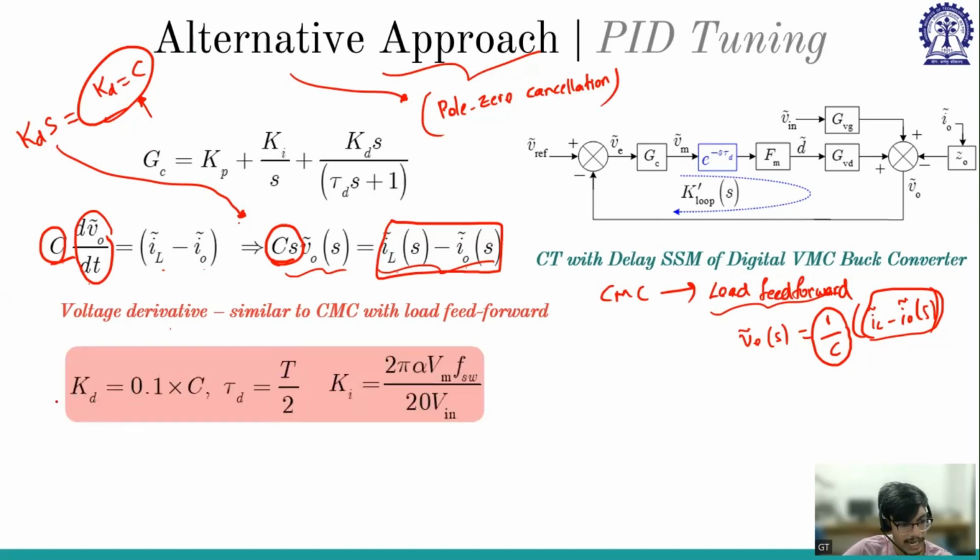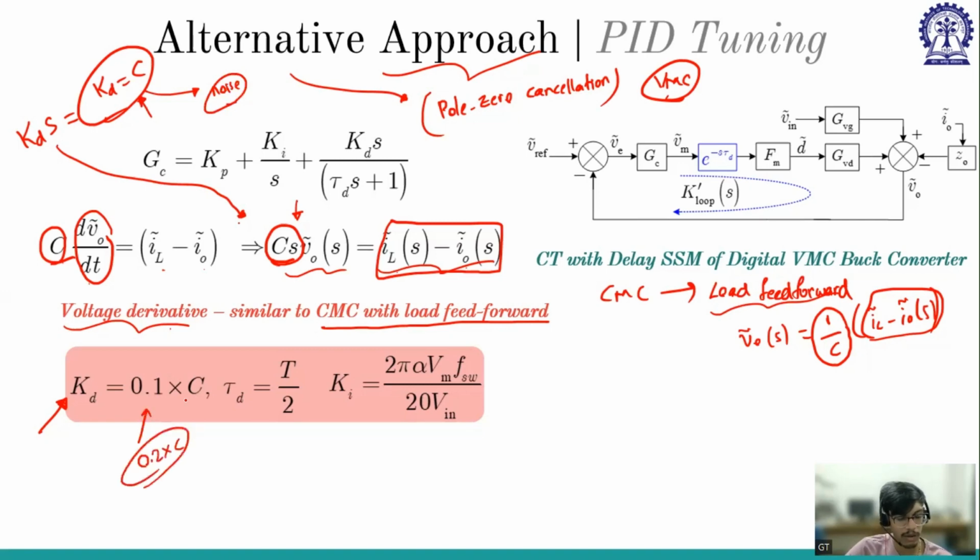What we are exactly doing is getting KD similar to current mode control with load feed forward. I am considering a similar thing as voltage derivative, because this is voltage mode control, not current mode control. I am trying to achieve a similar thing by considering this equation, and this equation says my KD is C, but KD equal to C is a very high value and it will lead to so much noise. So I am considering a fraction of C. I am considering 0.1. You are free to consider 0.2 as well.